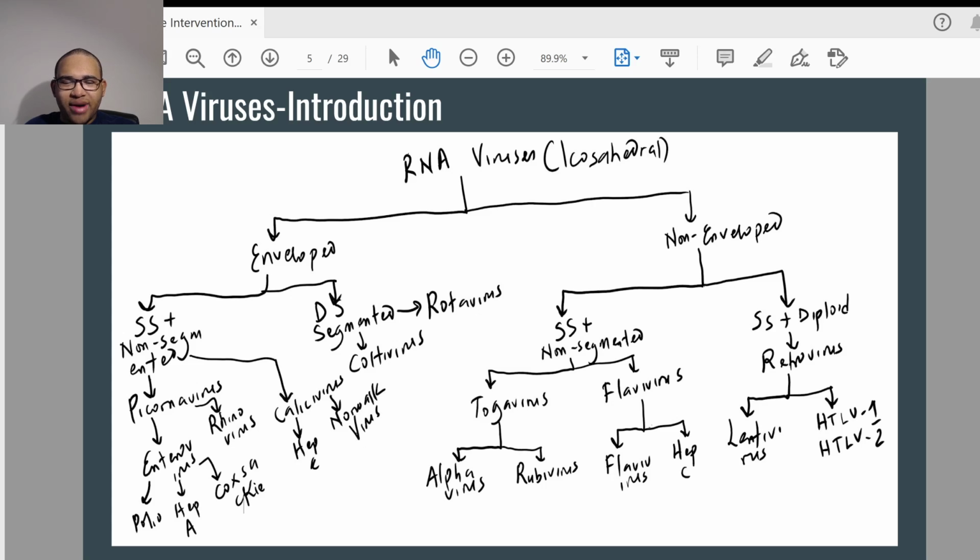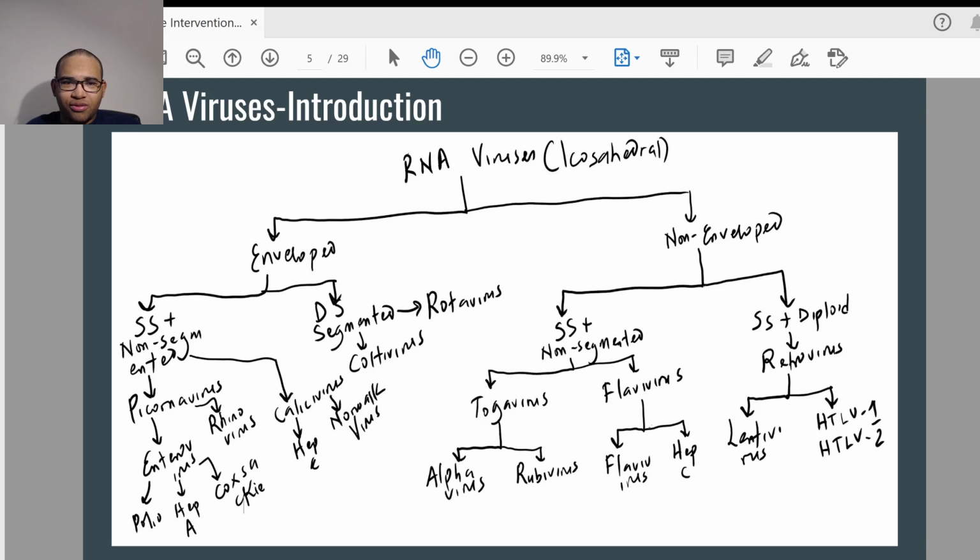And then going back to the very top, like the RNA viruses, again, most of them are icosahedral. We have the non-enveloped. And under that, we have the single-stranded, non-segmented, positive sense, right? Remember, all the RNA viruses are single-stranded, with the exception of rotavirus, right? So under the non-segmented, positive sense, single-stranded, non-enveloped, we have the togaviruses. We have the alpha and the rubella viruses. And then under that, we also have the flavivirus, right? And that's where we have Hep C for the most part.